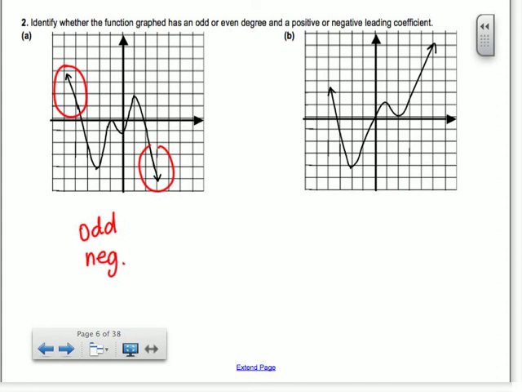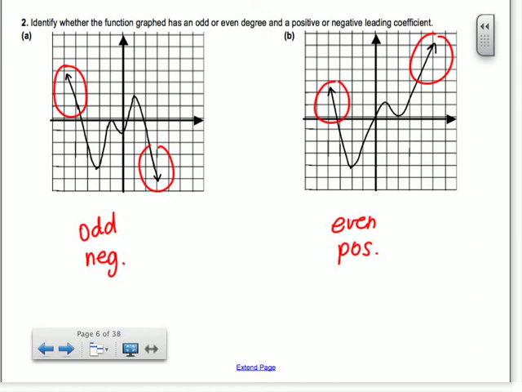All right, how about the next one? Victoria, what do you think on B? Even, because they're both going in the same direction. And is it positive or negative? Uh-huh. So even and positive. Good, because the ends just look like positive x squared.